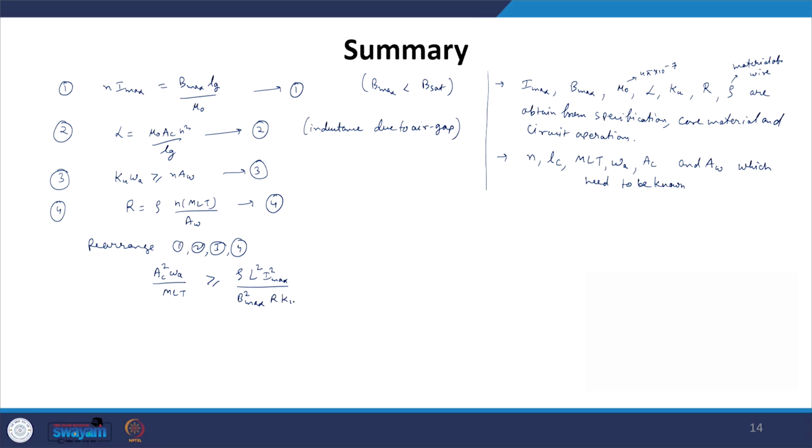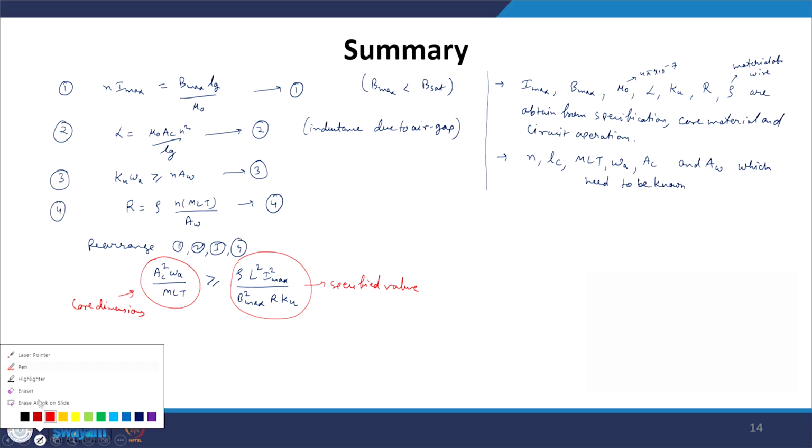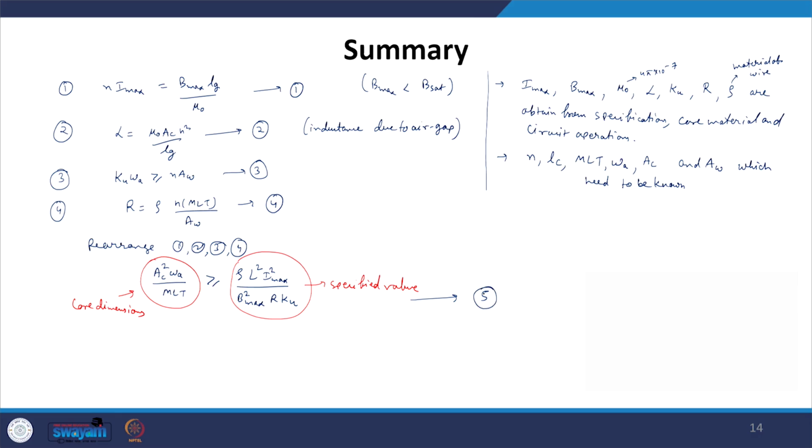times R Ku. Now if you look very carefully, in this particular relationship, these are the specified values, that means which we can obtain either from the specification or from the circuit operation in which this particular filter inductor has been kept, and this left side quantity is nothing but the core dimensions. And let us define this particular equation to be equation number 5. Now this is one of the important conditions which will help us in actually determining what will be the core size which we can select.